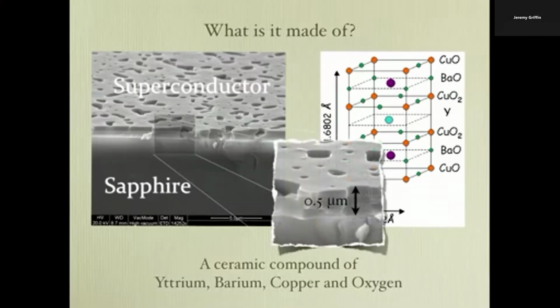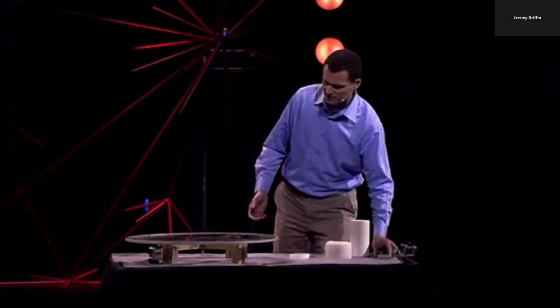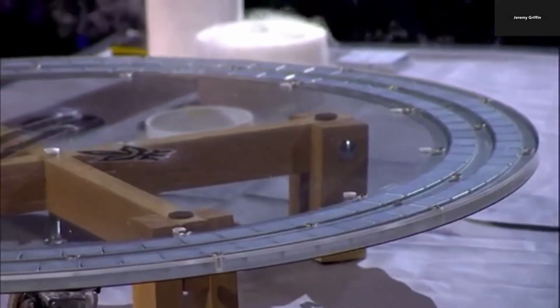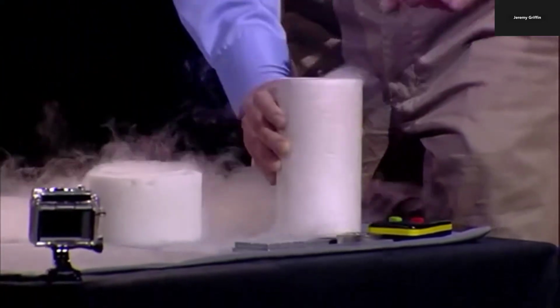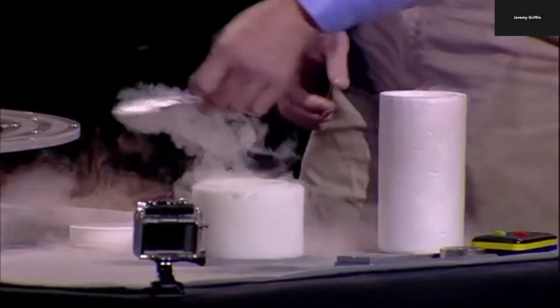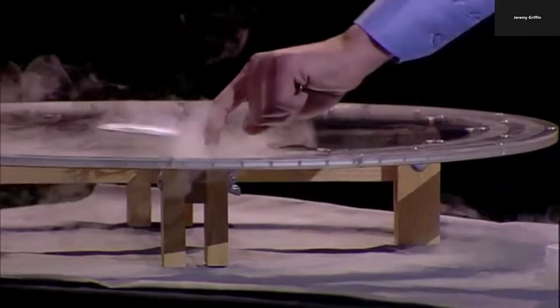Now, I can extend this circular magnet and make whatever track I want. For example, I can make a large circular rail here. And when I place the superconducting disk on top of this rail, it moves freely.